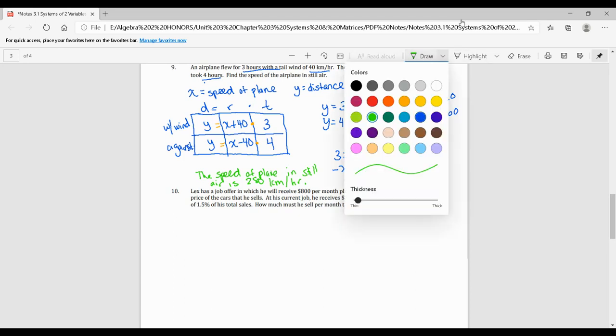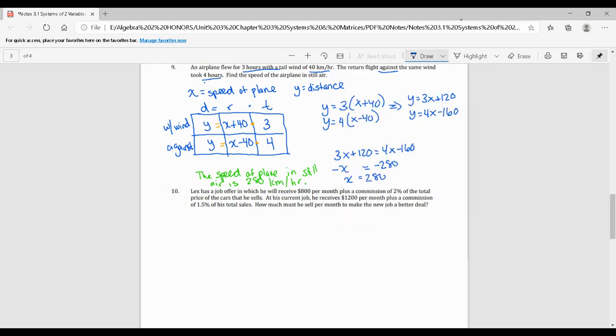So let's start off with defining variables. What are we looking for? How much must he sell for each month to make his new job a better deal? So X is the amount of sales. Okay? Y represents his income, or the amount of money he's actually making. So remember, commission is extra money that you receive.